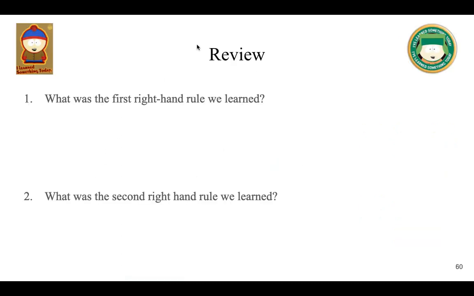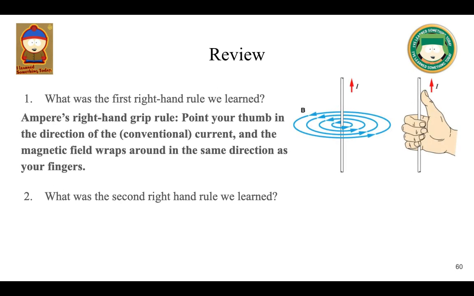So to review, let's review quickly. I feel like this video is getting long. What was the first right-hand rule we learned in the first part? The first right-hand rule is Ampere's grip rule. Grab the wire with your right hand, point your thumb up, put your thumb in the direction of the wire and of positive current, and the magnetic field will go around in the direction your fingers go around.